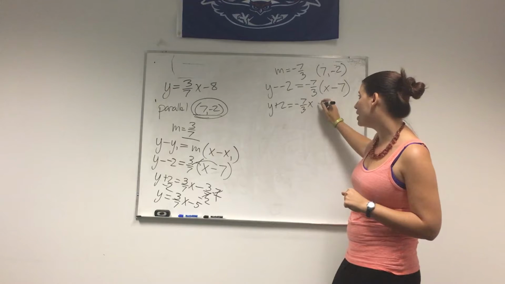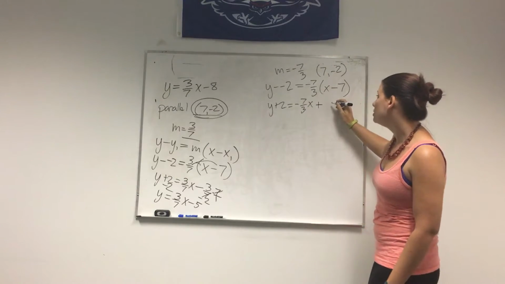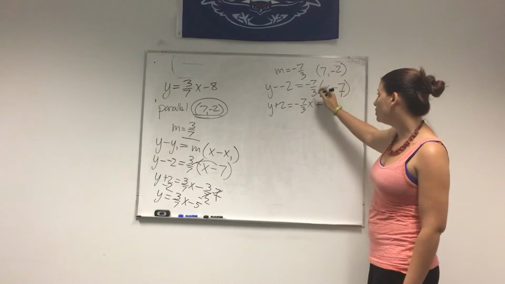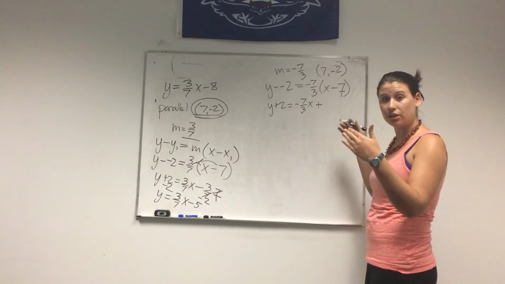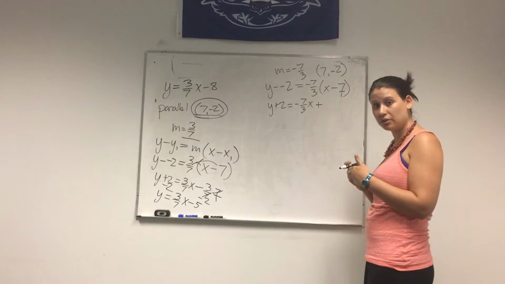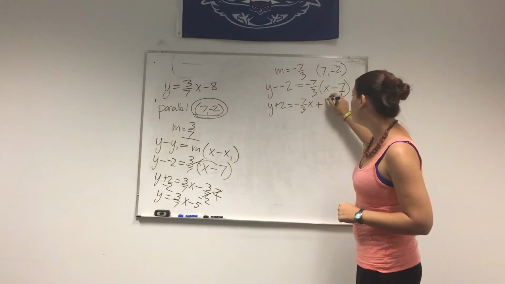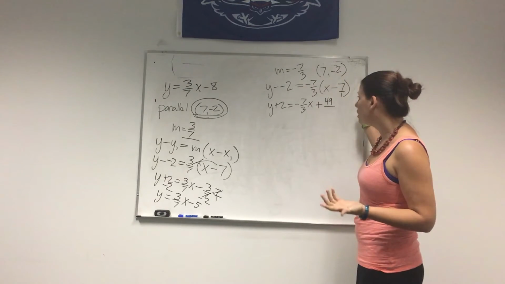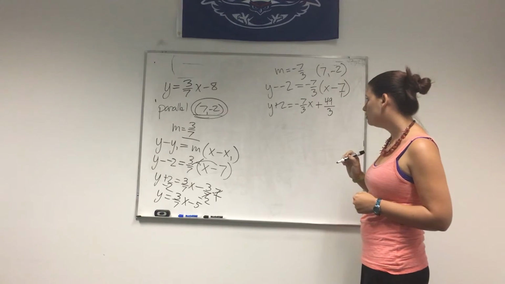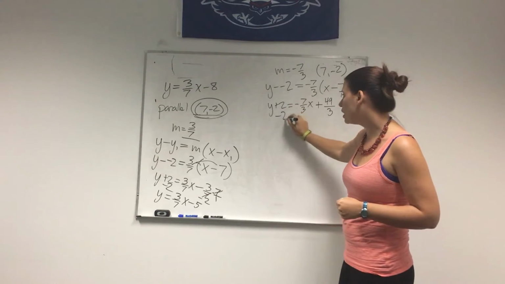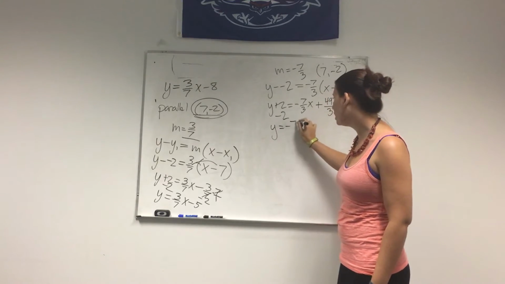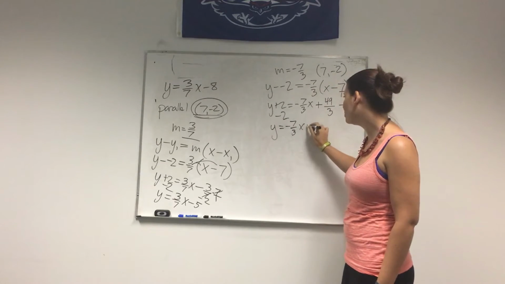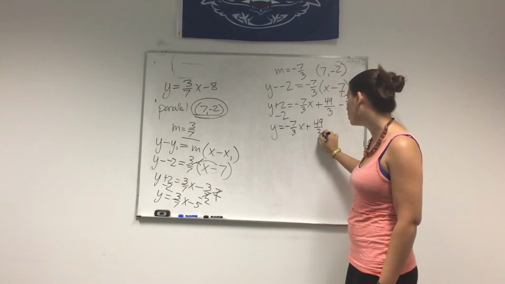Negative and negative make positive. So then we get 7/3 times 7/1. So multiply the numerators and multiply the denominators. So 7 times 7 is 49. 3 times 1 is 3. So then we need to subtract the 2. So we have y is equal to negative 7/3 x plus 49/3.